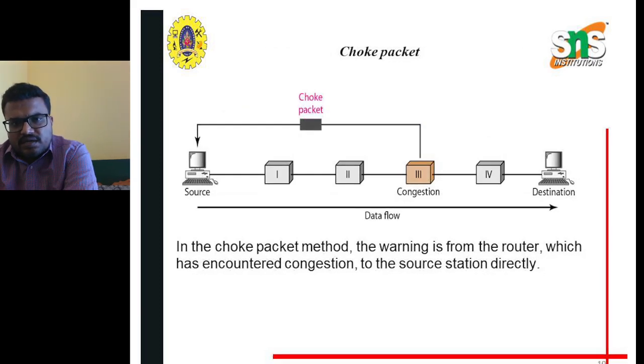Next is choke packet. In this method, we can find the errors at a particular node. For example, if errors occur in the third node, it automatically indicates this to the source node, so that it can make the third node a new one, and then it can transmit the information to the receiver side.